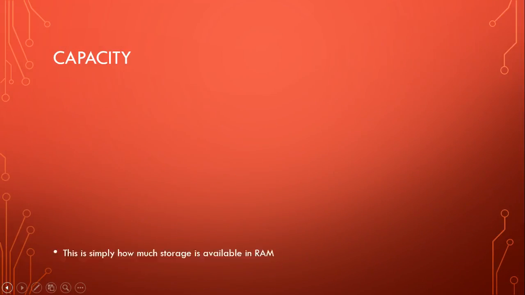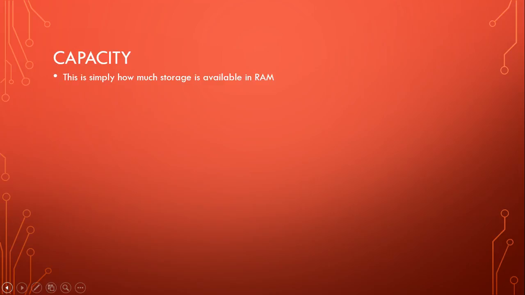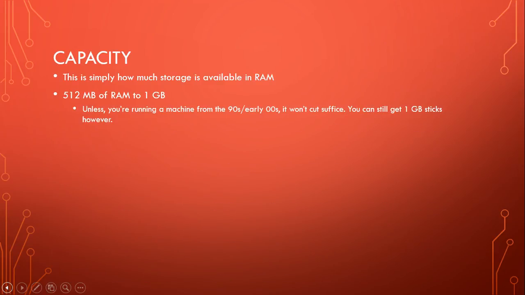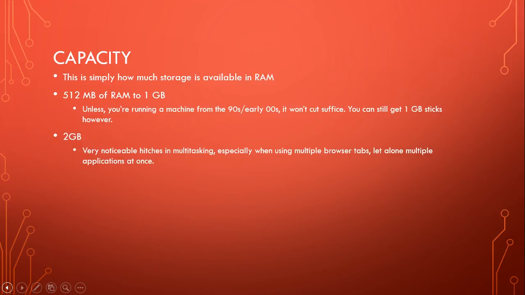So let's discuss capacity. This is simply how much storage is available in RAM. Now you can have 512 megabytes to 1 gig of RAM. Unless you're running a machine from the 90s or early 2000s, this is not going to suffice. You can't even run a computer with this much RAM. Now, you can still get 1 gig sticks to put in, because if you have 4 slots, you put 4 gigs in, you have a 4 gig machine. However, 2 gig is much more applicable.